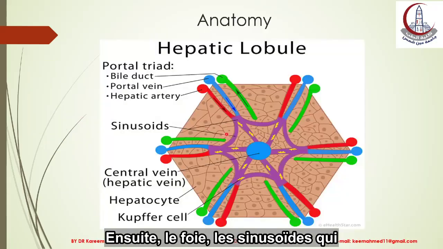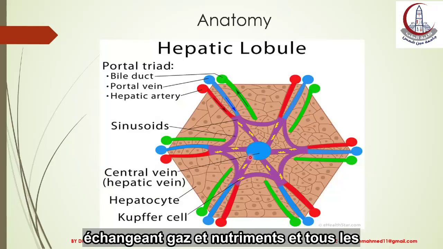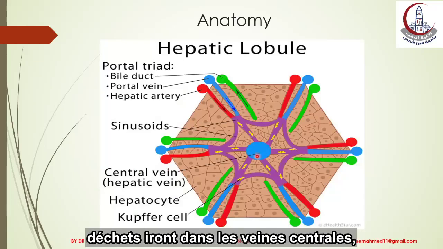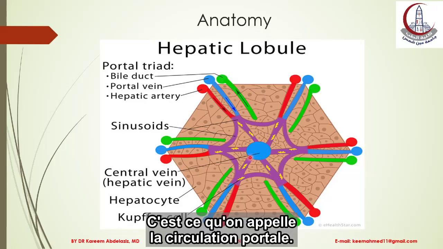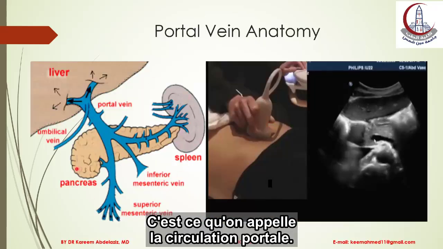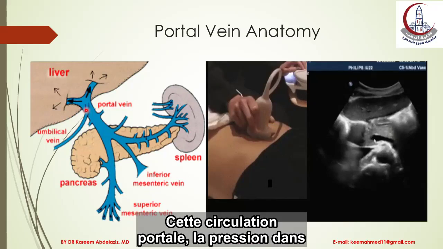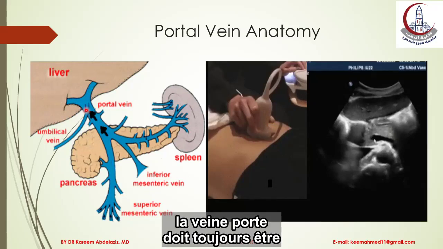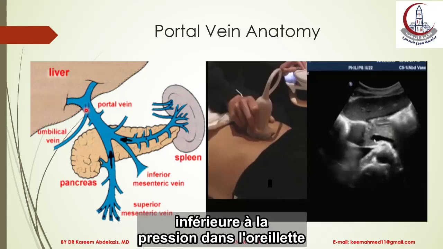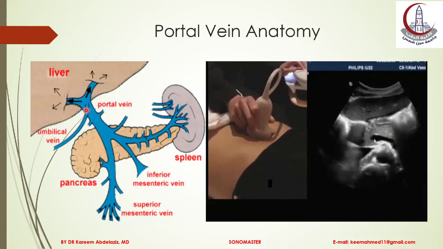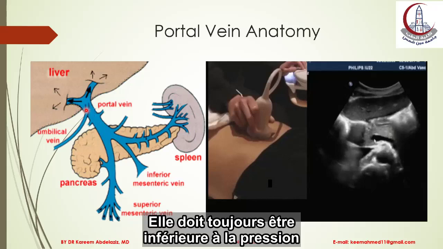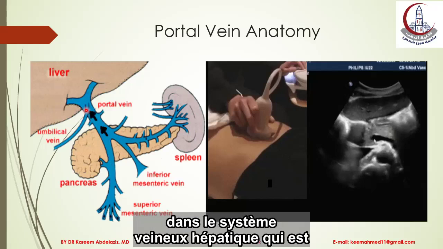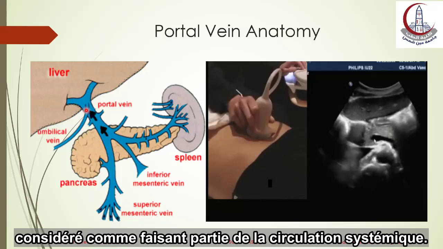And then in the liver, the sinusoids, which act as a capillary bed, exchange gas and nutrients, and all of this waste will go to the central veins, back to the three hepatic veins, and back to the right atrium again, right? So this is called the portal circulation. The pressure inside the portal vein should always be less than the pressure inside the right atrium by 1 to 5 millimeters of mercury. It should always be less than the pressure inside the hepatic venous system, which is considered a part of systemic circulation.